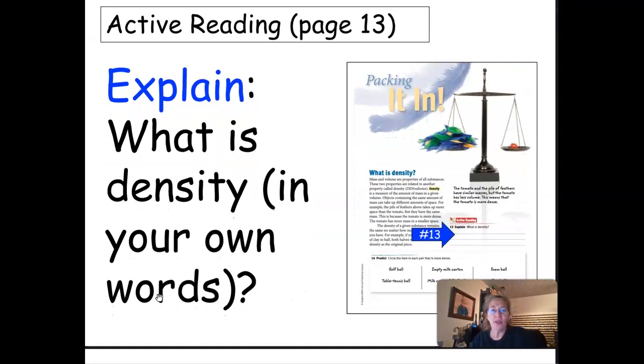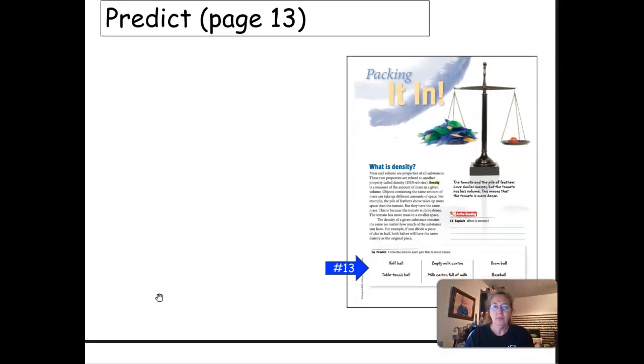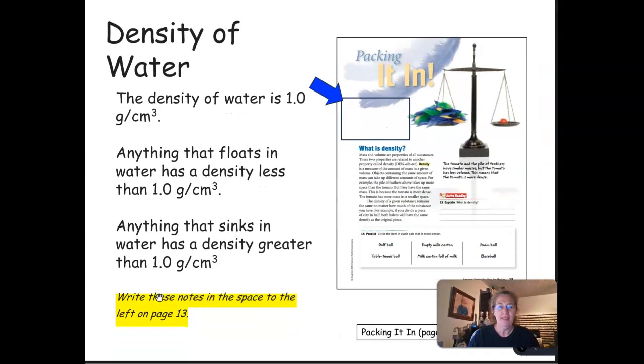So as you read through this section of the textbook, you have an active reading question. So take a moment to pause the video and write what is density in your own words. Then you have an activity to predict. And it asks you to predict in each pair of objects which one is more dense. So pause the video and write your answers in.